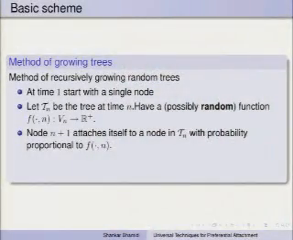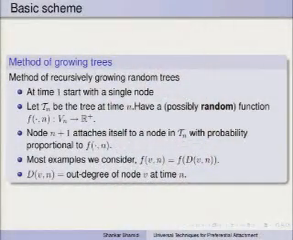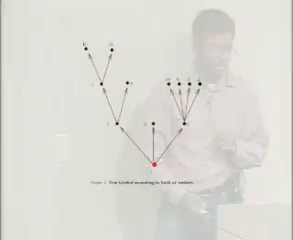Node n plus 1 comes in and attaches itself to one of the nodes in your present tree with probability proportional to this attractiveness function. So this is the basic scheme. In most of the examples that I'll consider, you think of this function as essentially a function of the degree, or, since these are rooted trees directed away from the root, as a function of the out-degree at time n. Most of the functions that I'll look at look like this.